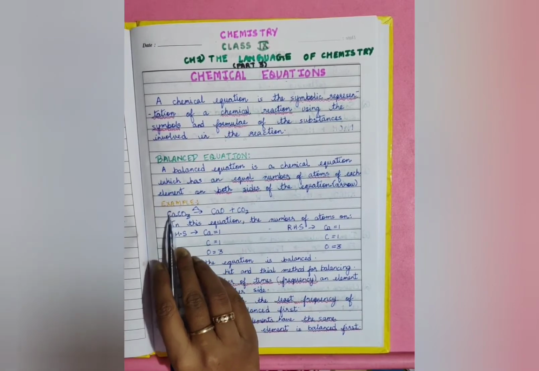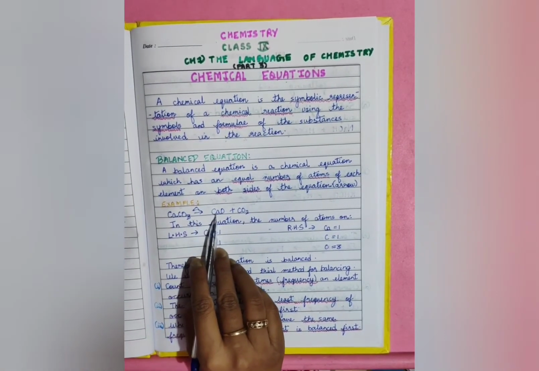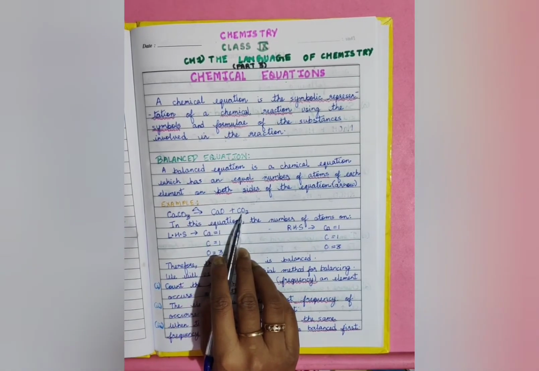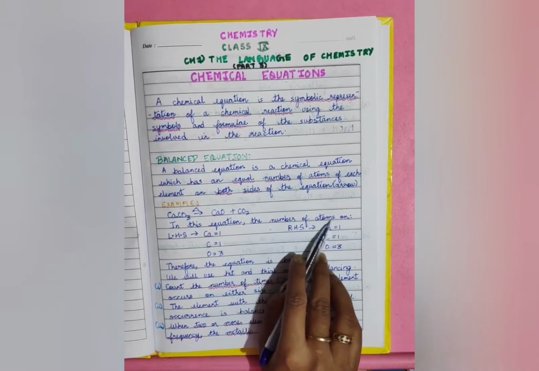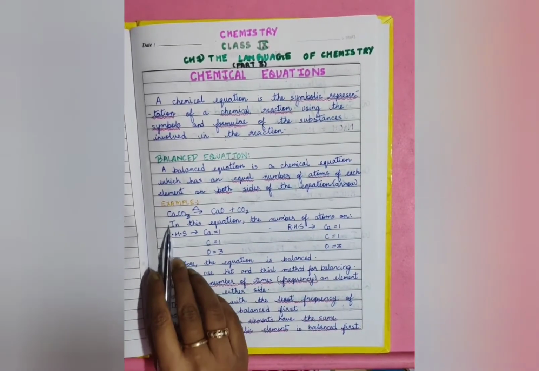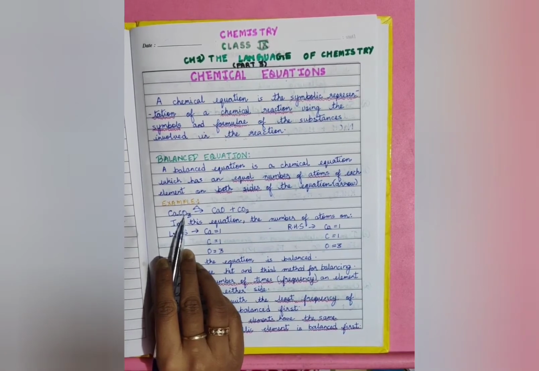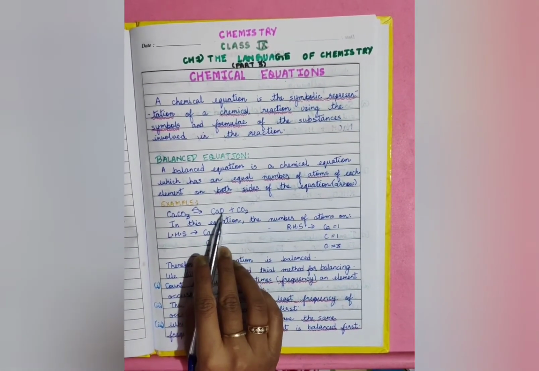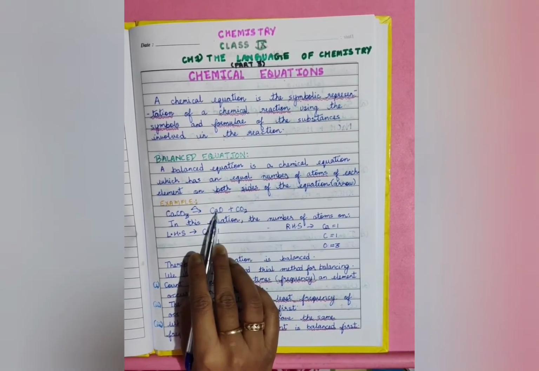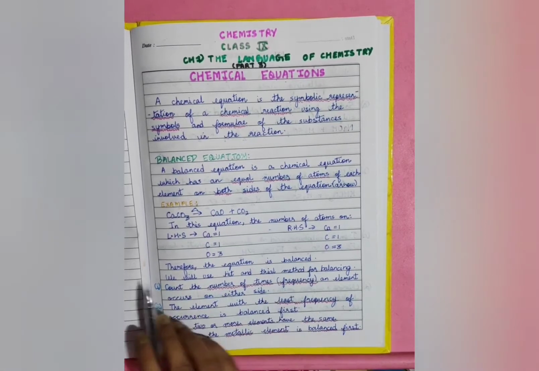For example, when calcium carbonate is heated, it decomposes to produce calcium oxide and carbon dioxide. In this equation, the number of atoms on each side are: left hand side calcium 1, carbon 1, oxygen 3; right hand side calcium 1, carbon 1, and oxygen is 2 plus 1, 3. So the equation is balanced.